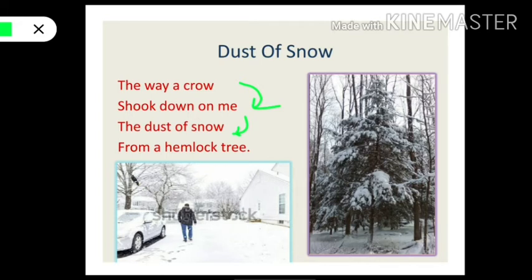Then assonance. What is assonance? Assonance means the prominence of vowel sound throughout the line is called assonance. Here you can see crow, on, of, snow, hemlock. In all these words, which sound is prominent? The vowel sound O. O sound is prominent. So we can say that the device used by the poet here is assonance. Hope that it is clear.